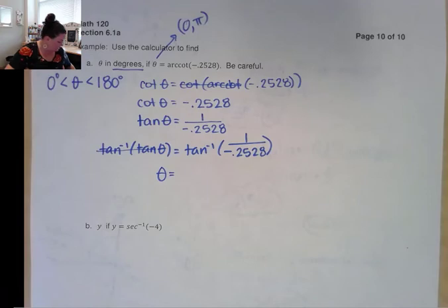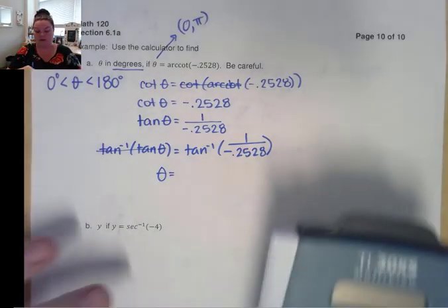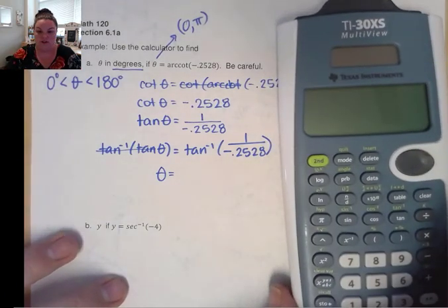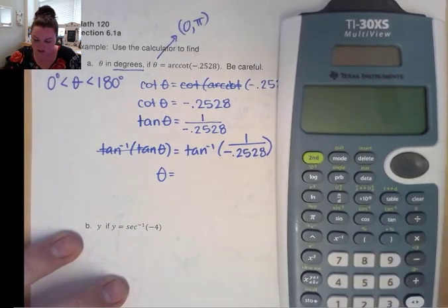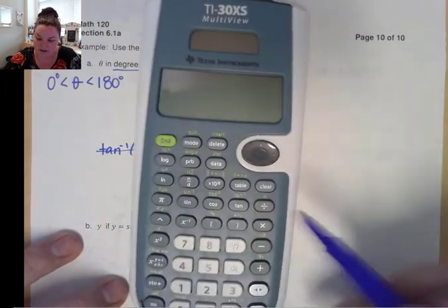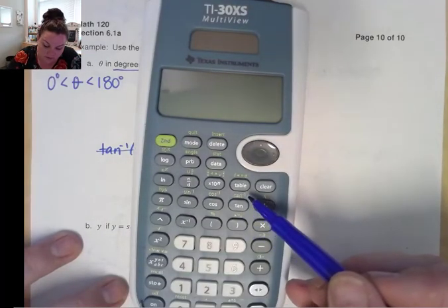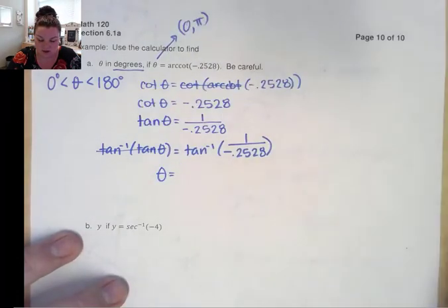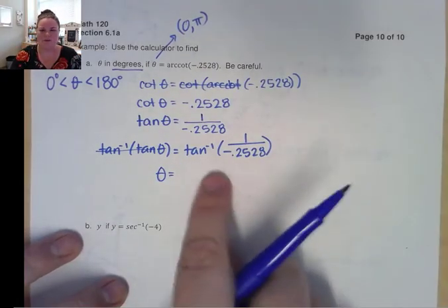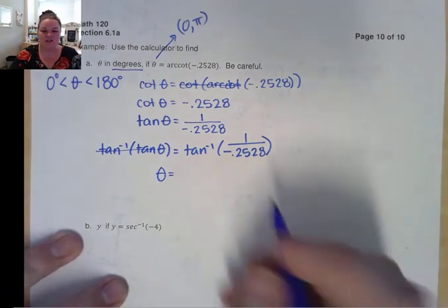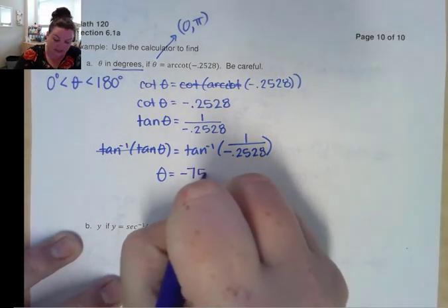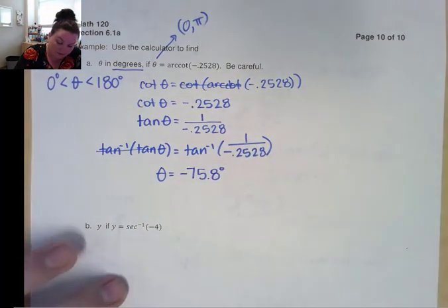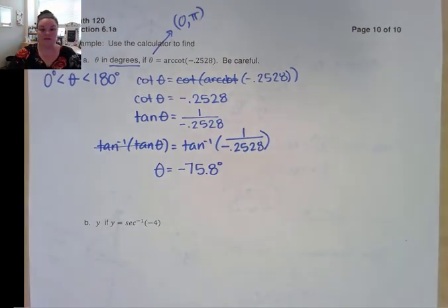Wherever your tangent button is on your calculator, I'm going to show it with mine. Yours is probably very similar, unless you're using a graphing calculator. Shame on you. There's my tangent button, and right above it as the second function is tangent inverse. I know we've gone over this before. So we're going to type this into our calculator, and we should get negative 75.8 degrees. Make sure your calculator is in degree mode.